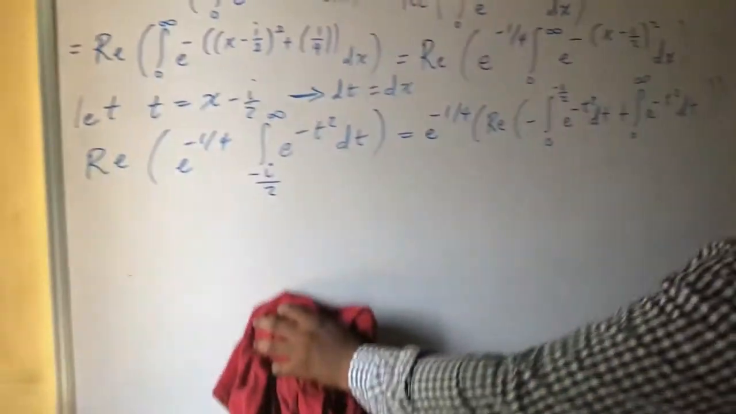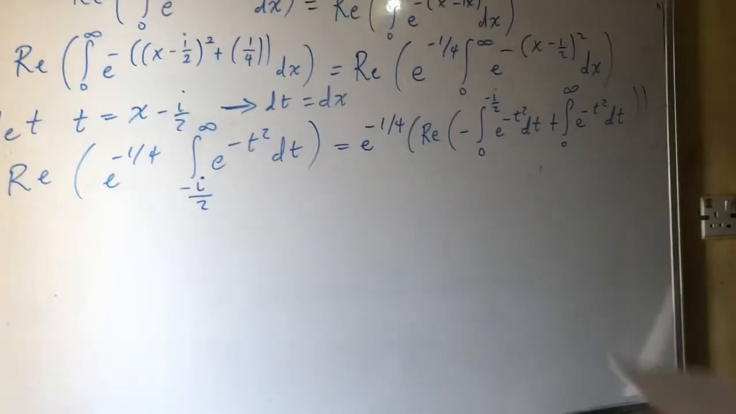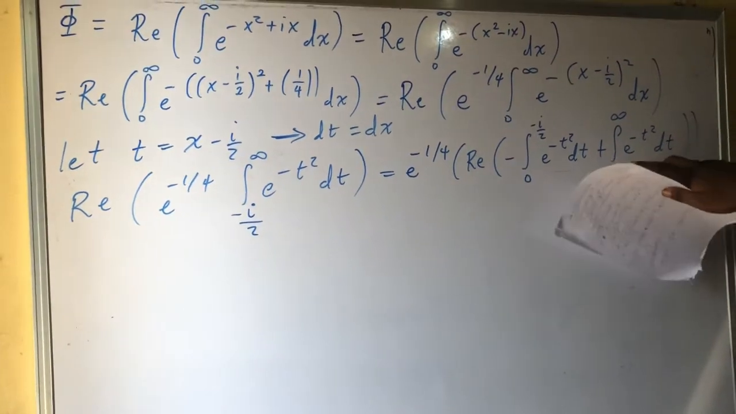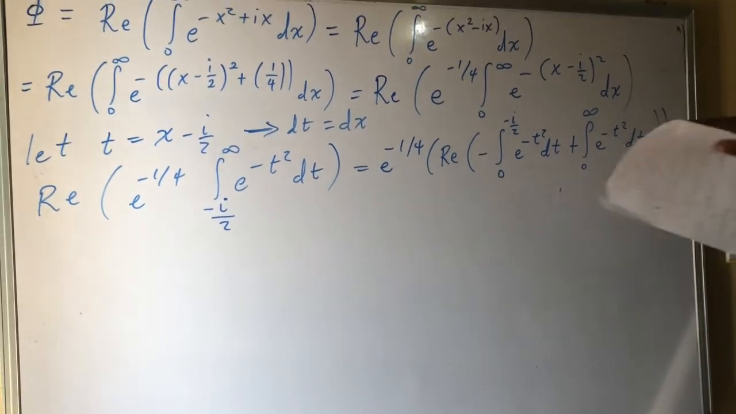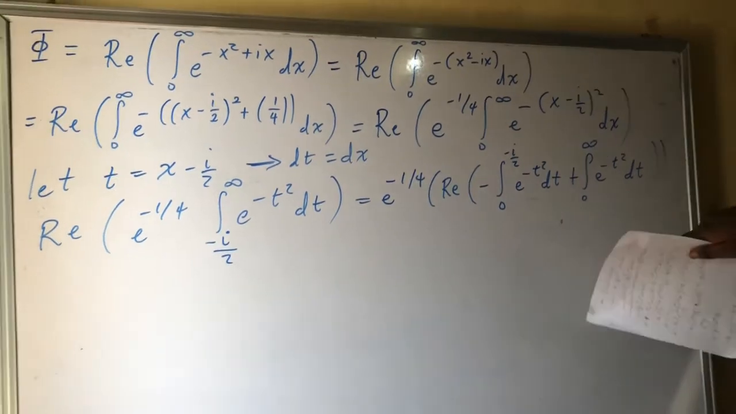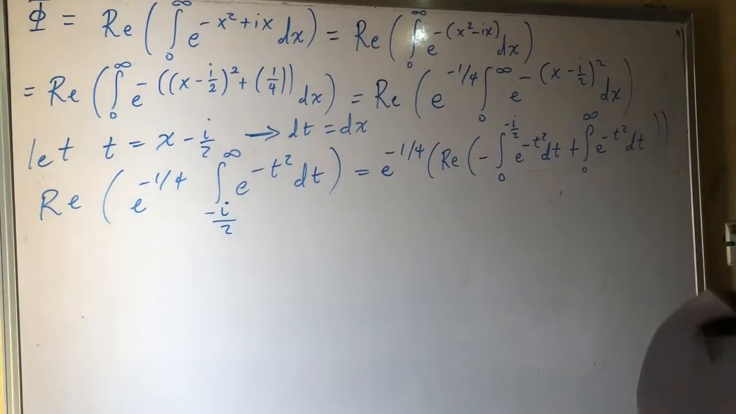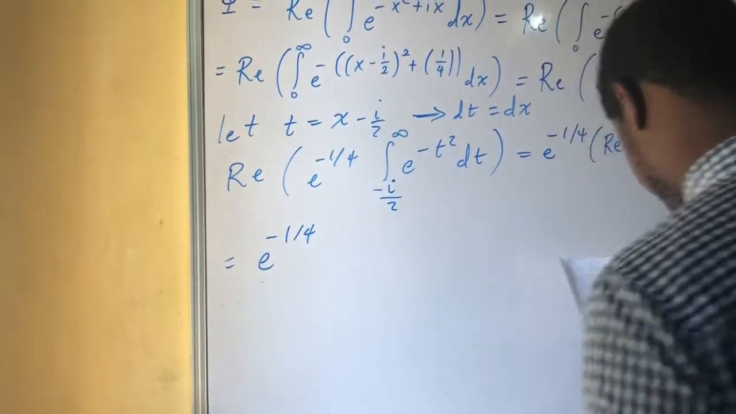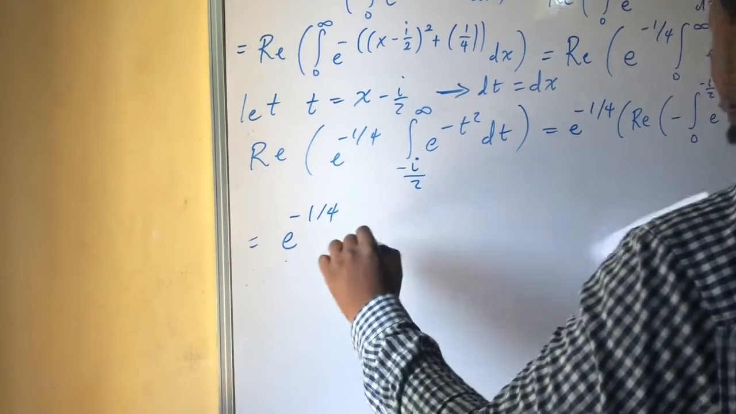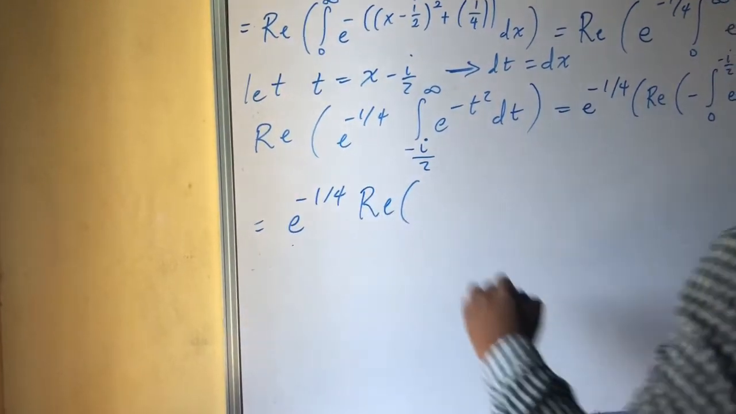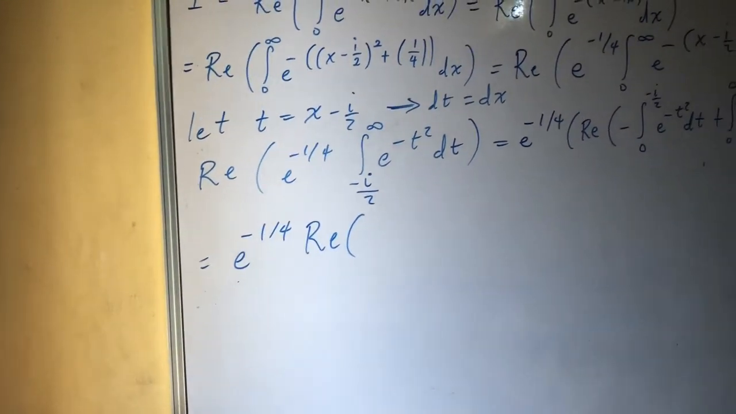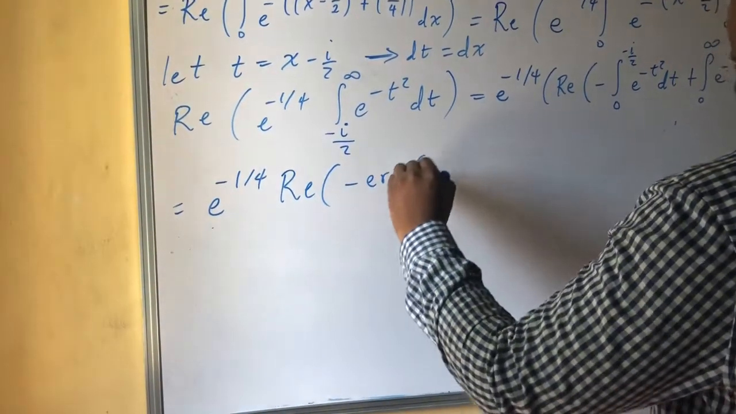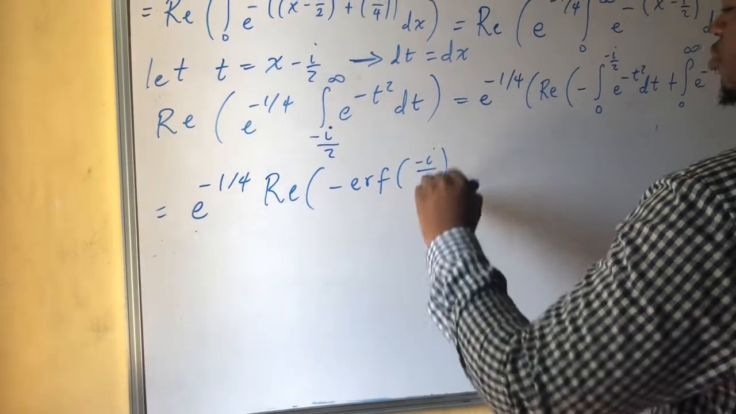So, by definition, are you with me? This is simply the error function, or this integral. We are familiar. This is what we call the Gaussian integral. It evaluates to square root of pi over 2. Are we together? So we have e to the negative 1 over 4 times the real part of, now this is also the definition of the error function. So this is simply minus the error function evaluated at minus i over 2.